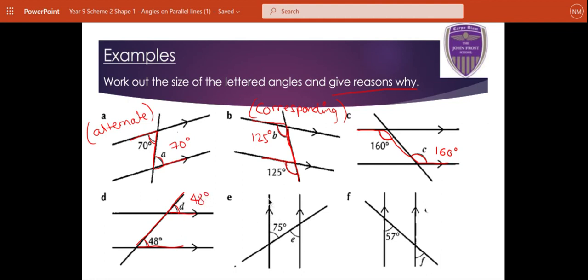That's corresponding. This one, they're on either side of the center line. One angle's this side of the center, one angle's this side. So that's alternate, 75. And then for this one, you've got sort of an F that's pointing downwards, but they're both the same side of the center line. So that one has to be 57, and that would be corresponding. So it's important that you're able to spot which one applies to the question, but they get a little bit more complicated than that.